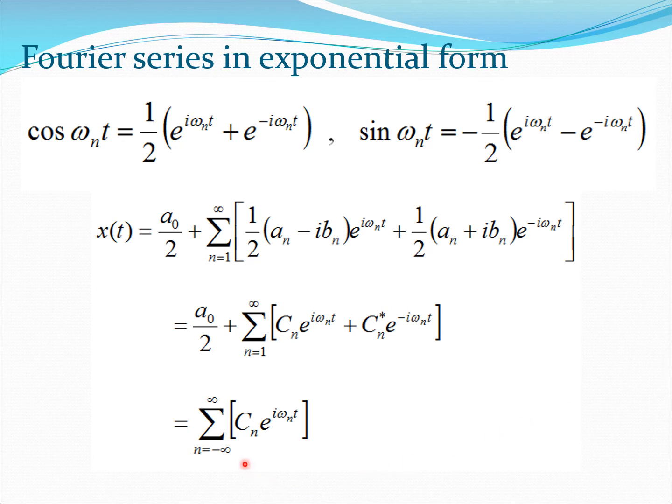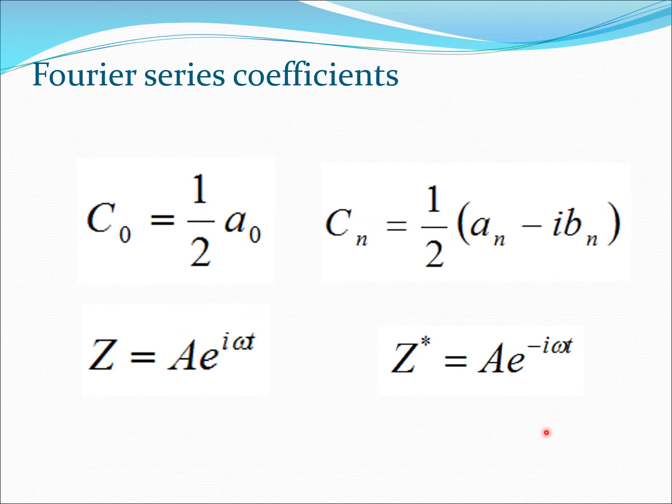So again it's essentially the same thing. You are expressing the periodic function in terms of sines and cosines, except that the sines and cosines are actually contained inside these complex exponential numbers. So again, the Fourier series coefficients C0 and Cn can be found like this, and they are related to the A and B coefficients using these two equations. And here Z is given here and the Z star is given here.